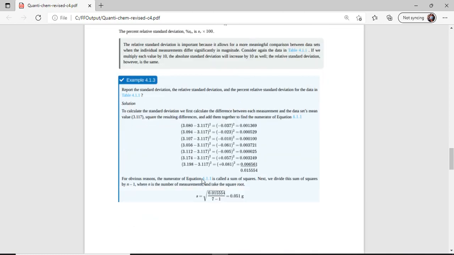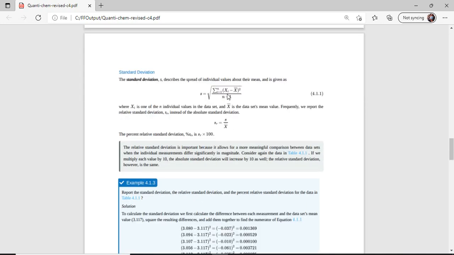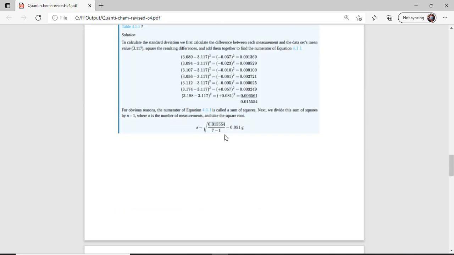It is not a constant, class. So if you're using 8 data, it will change into 8. Clear? Now, because N is 7, you have here minus 1 for your SD. So it will be divided by 6. So it is 0.015554 divided by 6. Then take the square root of the value.